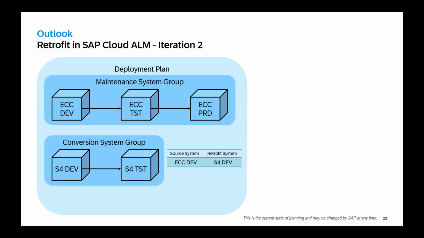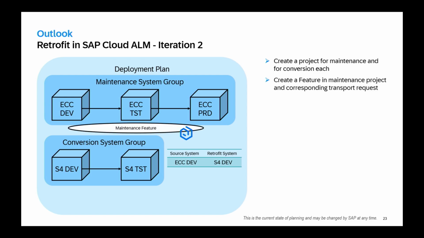That's why we said we need to go into an iteration 2. You already saw the timeline in the keynotes. For the end of 2025, we have planned something like that, so that we have retrofit automation available. Tough timelines, but we are pretty confident that we can keep it, due to what we already discussed internally. So you would also create a project for maintenance and for conversion. You would create a feature in a maintenance project, and you would have a corresponding transport request.